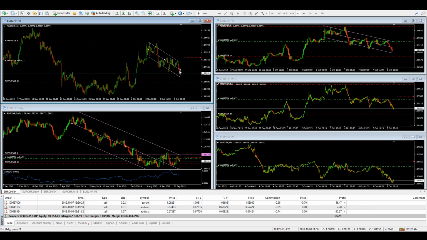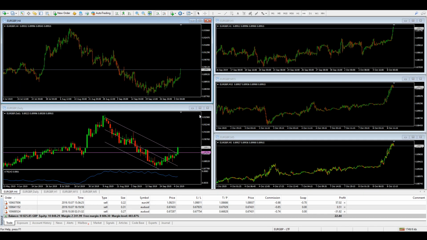I don't know if there'll be scope to really scale into this, to add more positions to this. So this will probably just be a 1-to-1 if it does hit take profit, because the daily is okay. It's not perfect in terms of the price action I'd want to see to allow for scaling in. But yeah, we'll see how this goes. I'll come back to that tomorrow and update you.